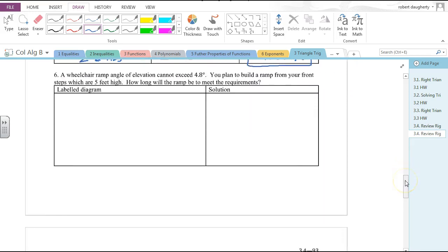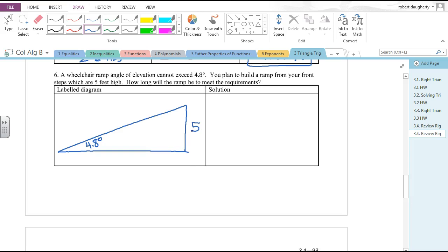Problem number 6. A wheelchair ramp angle of elevation cannot exceed 4.8 degrees. You plan to build a ramp from your front steps, which are 5 feet high. How long would the ramp need to be to meet your requirements? So you've got a ramp for a wheelchair, and you're told it can only be 4.8 degrees angle of elevation, and it's going up to the top of your steps, which are 5 feet tall, and you need to know how long the ramp would be.